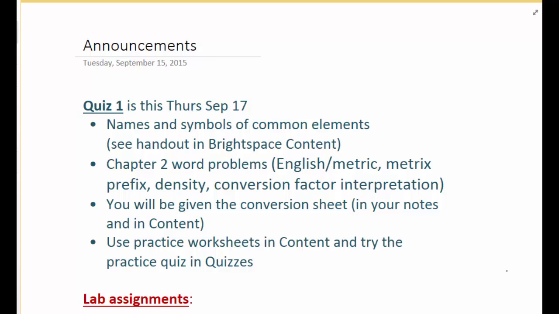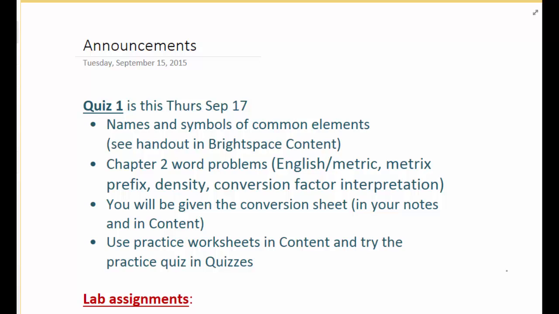There is no shortage of practice material for this quiz. Okay? I have at least 3 practice worksheets in the content area, content practice worksheets. Okay? And if you make it through those practice worksheets, this quiz will be an absolute piece of cake. Okay? So no surprises with that sort of thing.